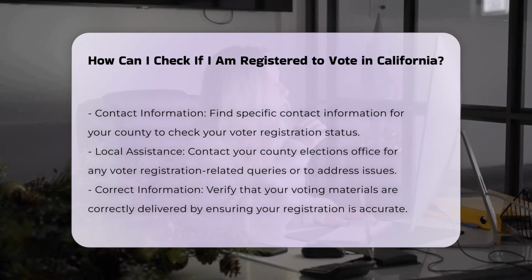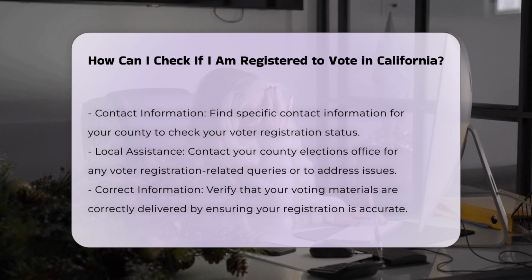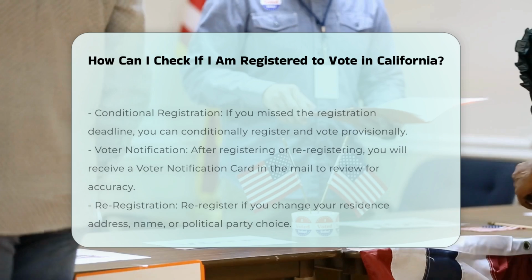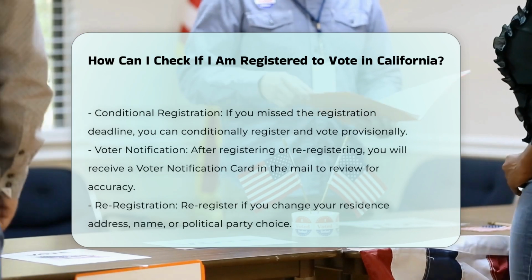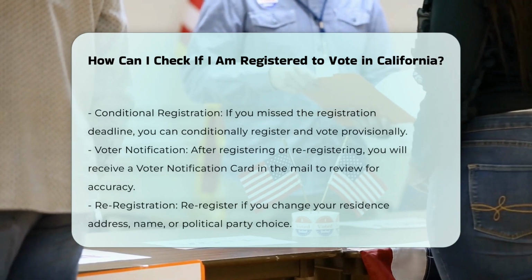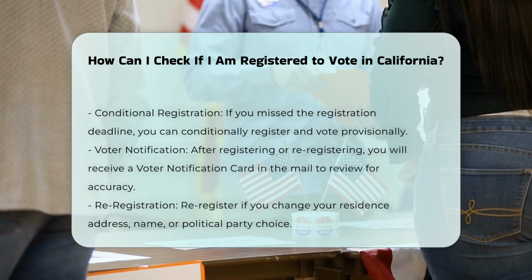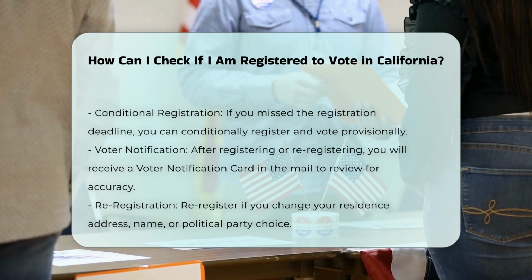Registration verification. When checking your registration, ensure that your name, address, and political party affiliation are correct. This will help you avoid any issues when voting. If you find any discrepancies, you can re-register or update your information as needed.